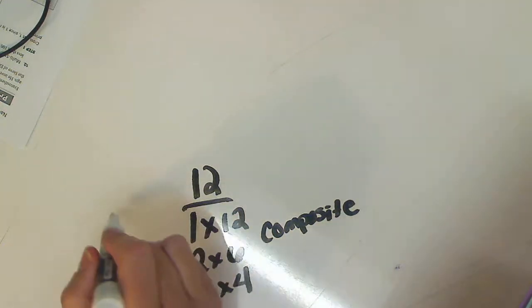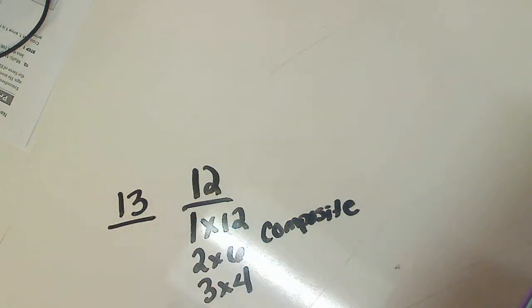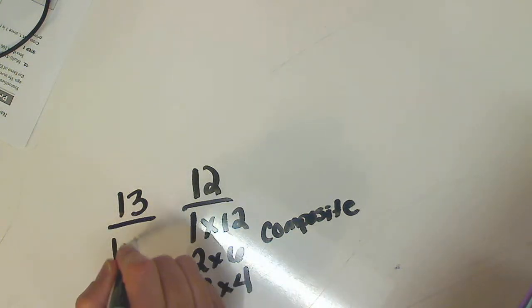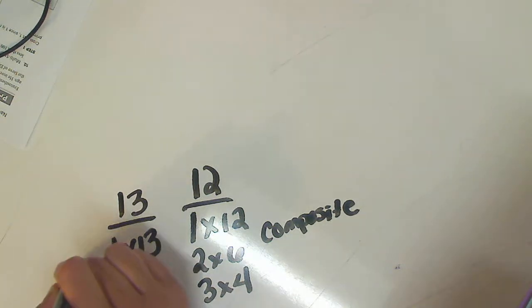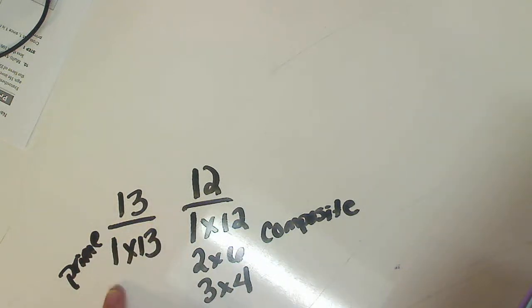But if I had the number 13, I can only make a factor array for 13 as 1 times 13. There is no other way for me to make a factor array or factor pairs for 13. That's the only way I can multiply to get 13. So then this would be a prime number because it only has 2 factors, 1 and itself. Okay, so that's basically the difference between prime and composite numbers.